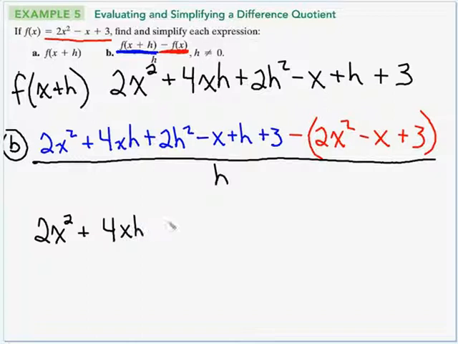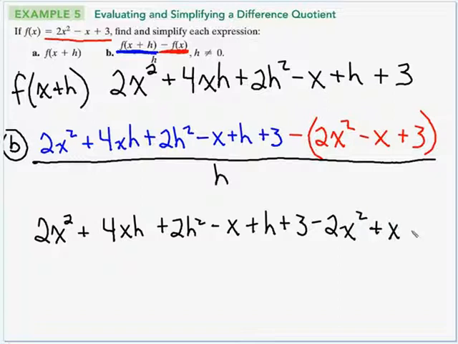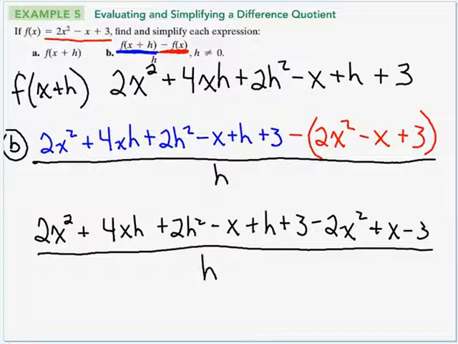Our 2x squared plus 4xh plus 2h squared minus x plus h plus 3. Distribute the negative. Now it's minus 2x squared plus x minus 3. And this is still all divided by h. It's real easy to drop that denominator. So let's see what happens. And if you do enough of these, you'll start to notice a pattern.